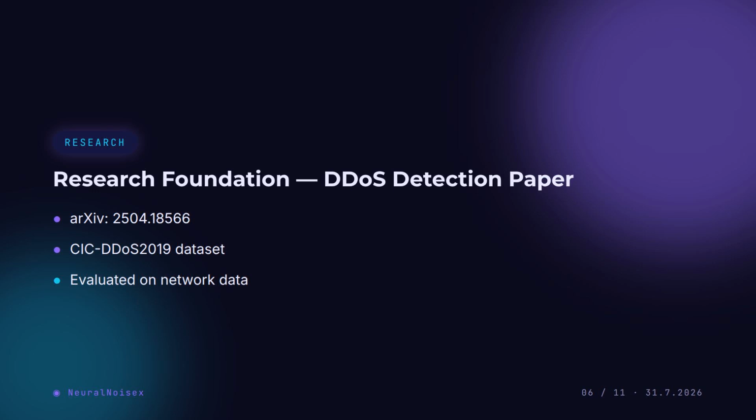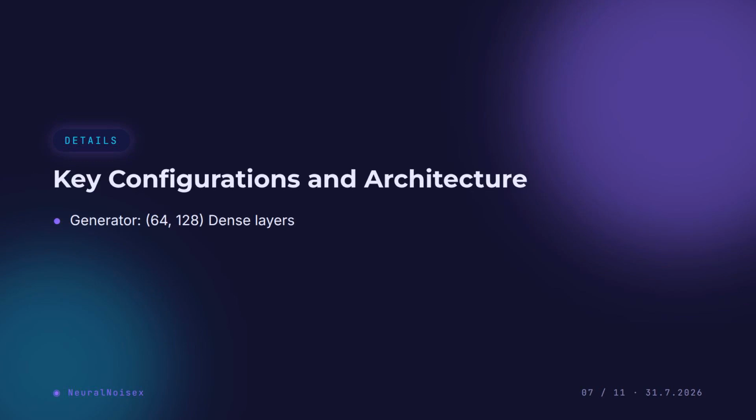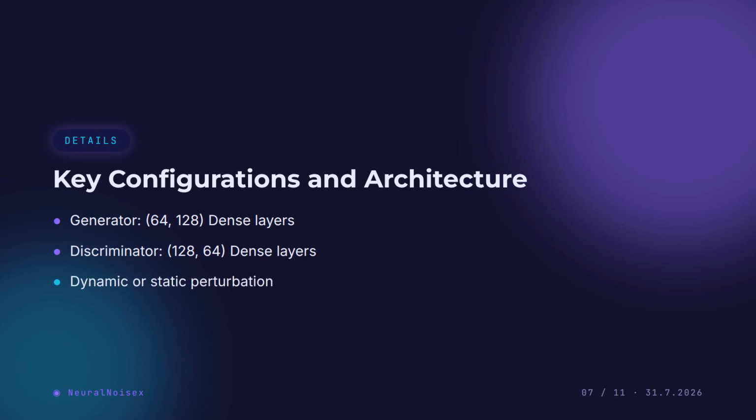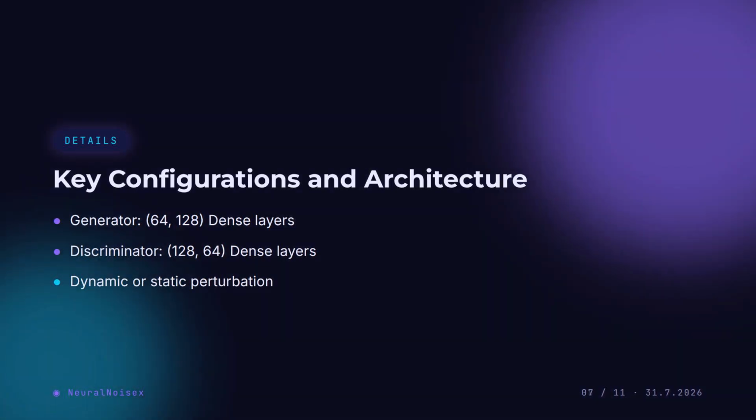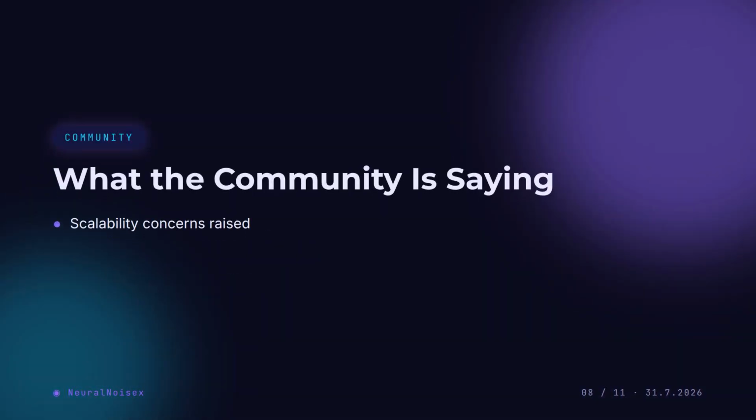Under the hood, the default architecture uses a generator with hidden layers of 64 and 128 neurons, and a discriminator with 128 and 64. The perturbation mode can be set to dynamic or static, and you can tune the perturbation multipliers, which default to 0.5, 1, 2, 5, and 10. There is also label smoothing for the real and fake classification, early stopping with a patience parameter, and checkpoint support for resuming training. The learning rate uses the Adam optimizer at 0.001 by default.